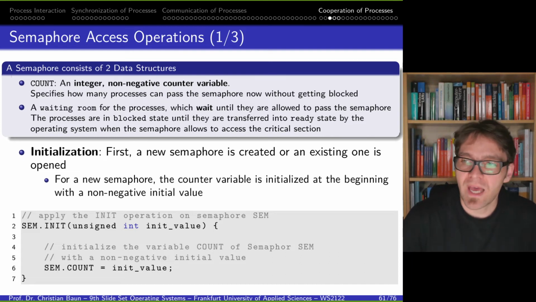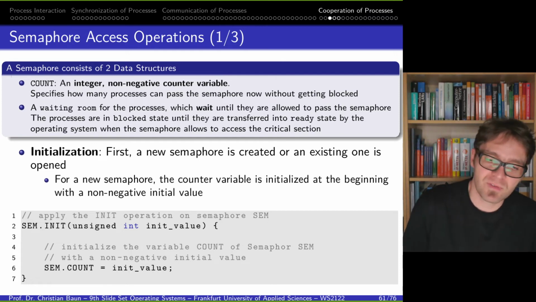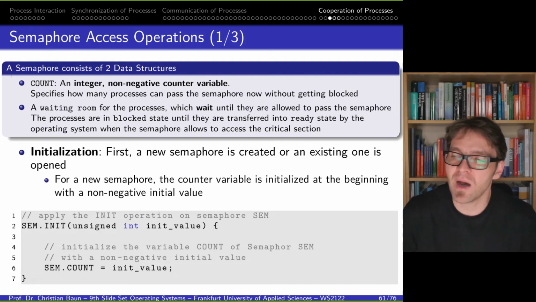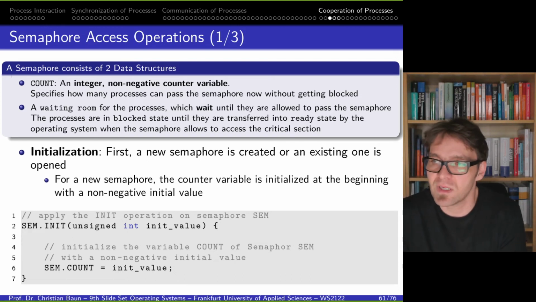So we have two data structures for semaphore implementation on the operating system side. First we have the counter variable. It's an integer and it's non-negative. So it specifies how many processes can cross the counter lock variable and enter the critical section before the lock value is 0.